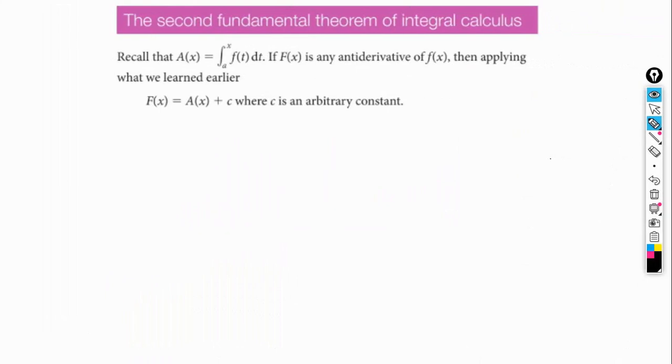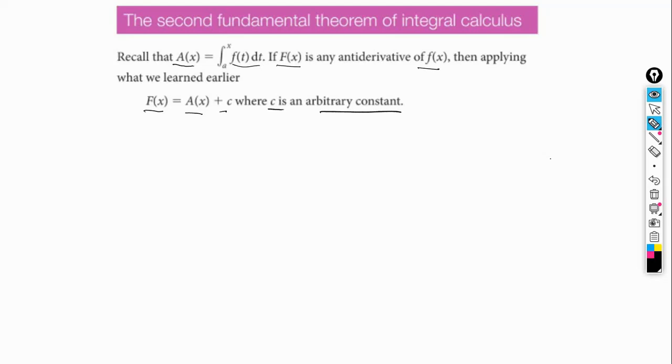So next we're going to take a look at the second fundamental theorem of integral calculus. So recall that we said that the area function, A of x, is equal to the integral from a to x of f of t dt. Then we have that if capital F of x is any antiderivative of f of x, then applying what we learned earlier, we have that F of x is equal to A of x plus c, where c is an arbitrary constant.